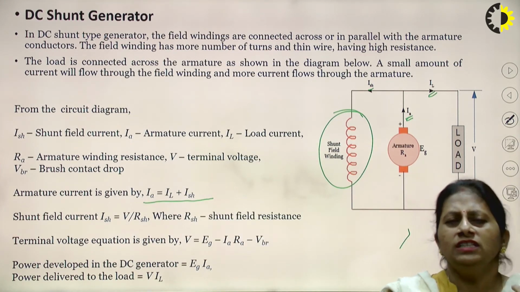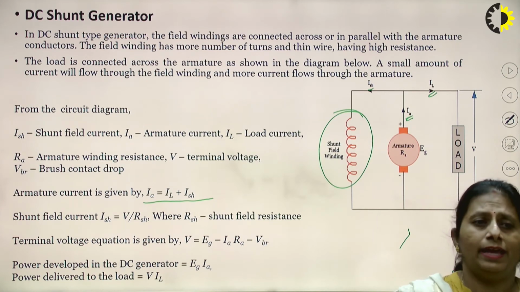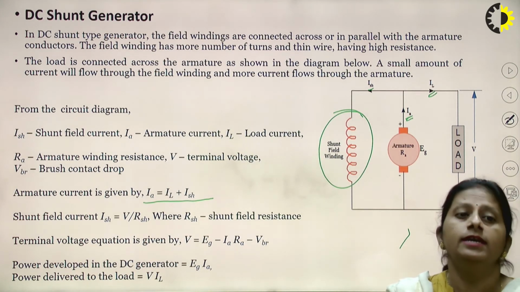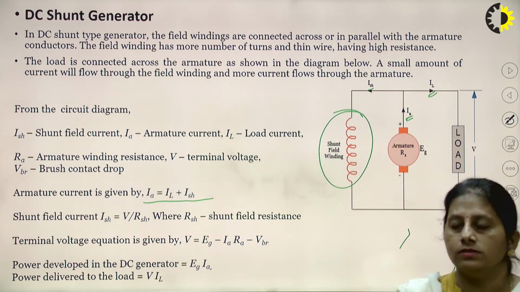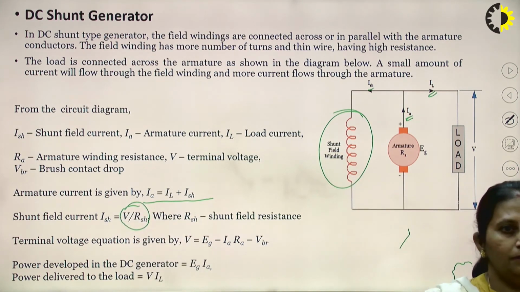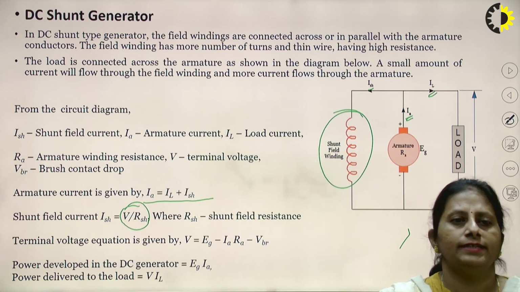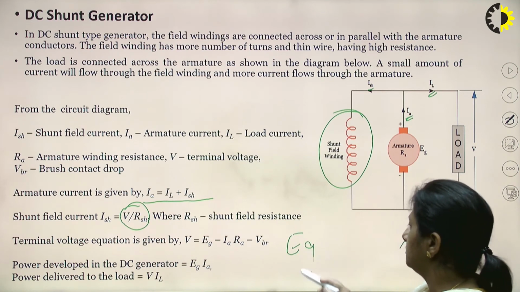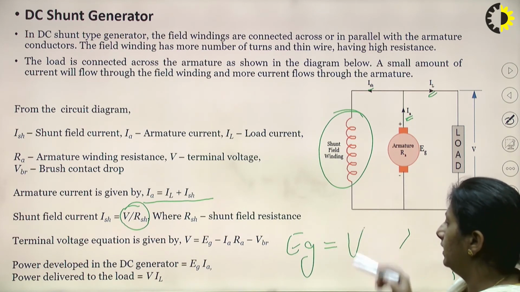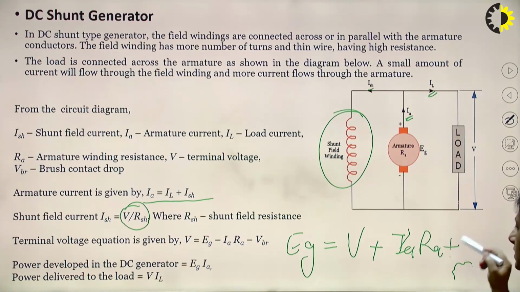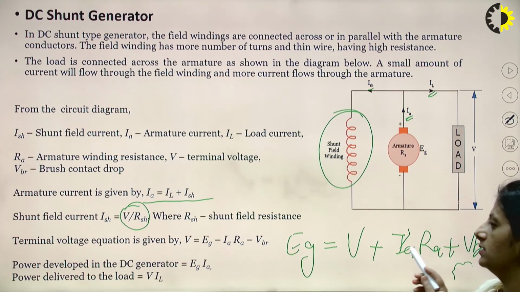Similarly, the shunt field current ISH is given by the voltage across it, V, divided by RSH, the shunt field winding resistance. So ISH = V/RSH. Once again, the terminal voltage equation remains the same. EG = V plus the drops. What drops do I have? IARA plus the brush contact drop, V brush. So the equation is the same.